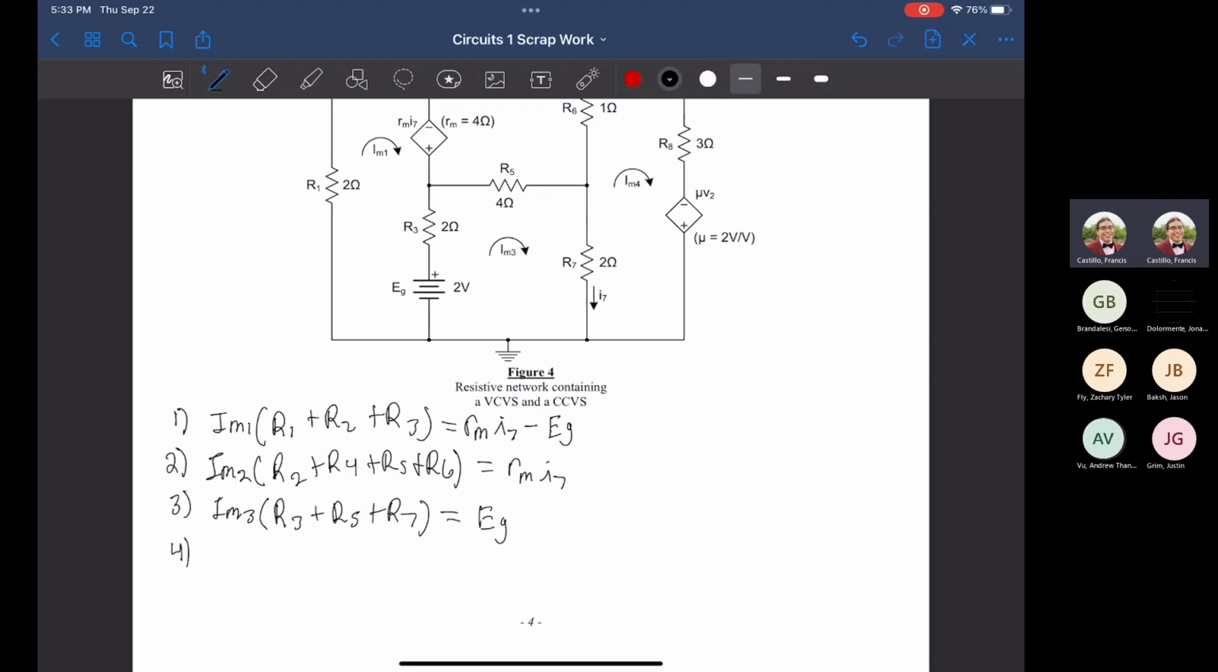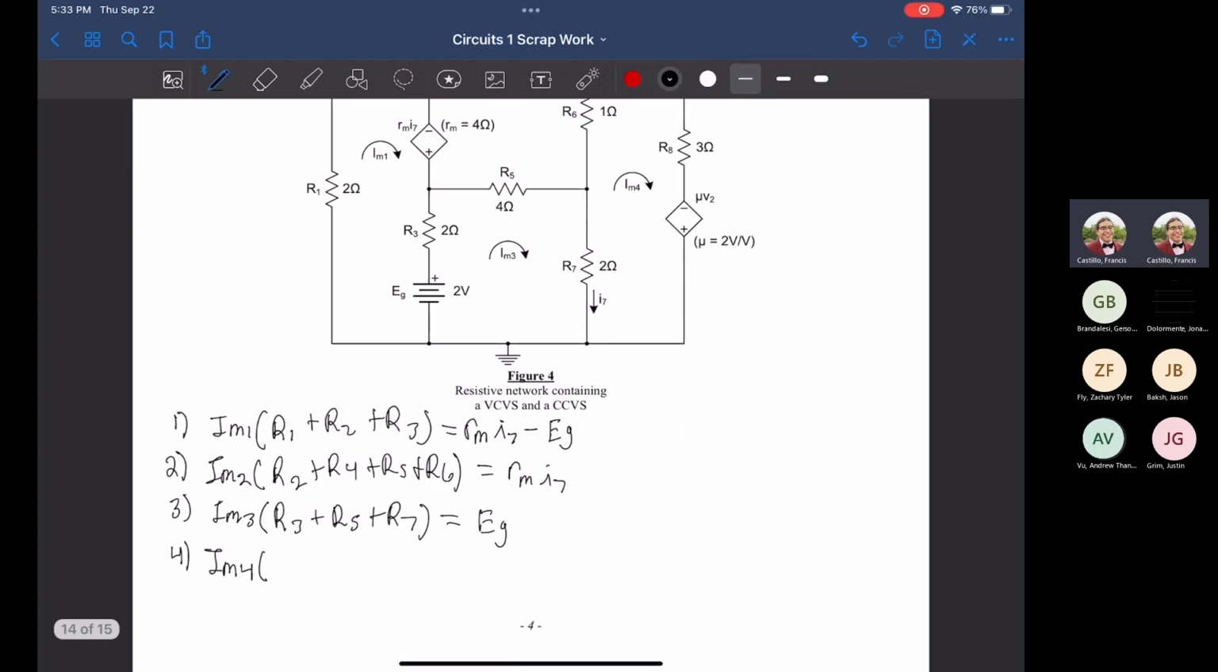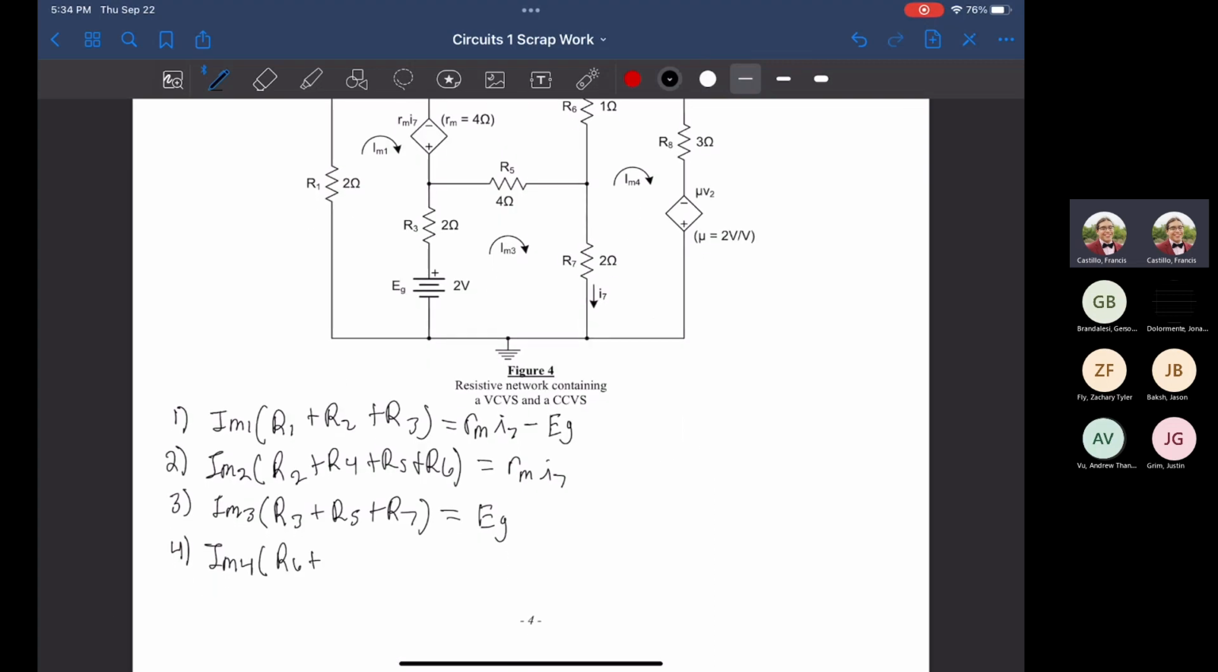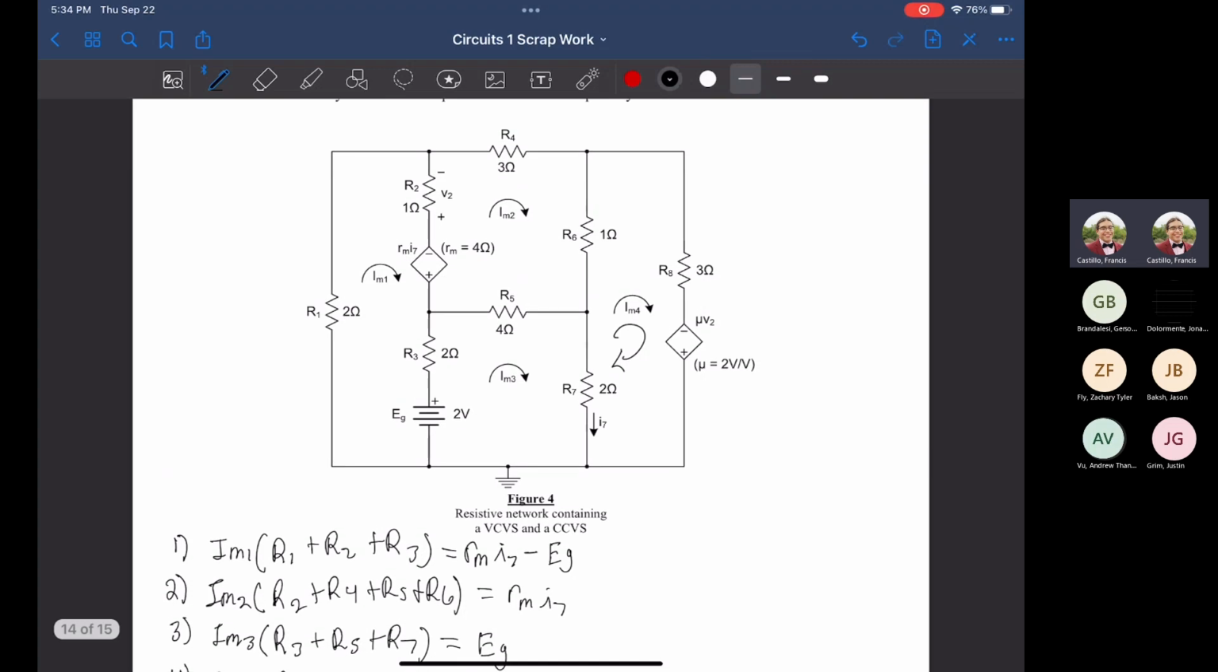And then the final equation, the main equation I want to write down is IM4. So IM4, I'm going to look up here, see if there's anything there. Nope. So it's going to be this IM4 times the resistor value of R6 plus R7 plus R8 is equal to, well, if our current is traveling clockwise, meaning that our dependent source is correct, it's going to be mu V2. This is a dependent voltage source, meaning the mu V2 is just dependent on the resistor 2.